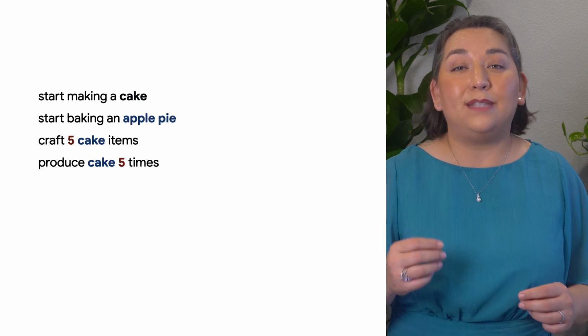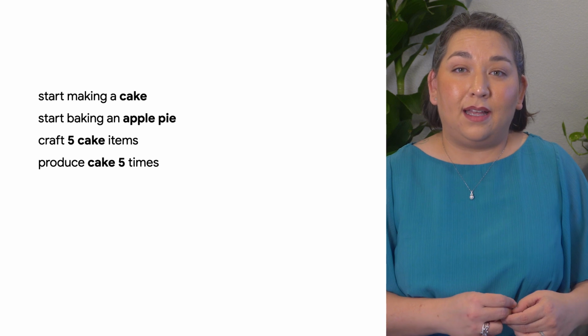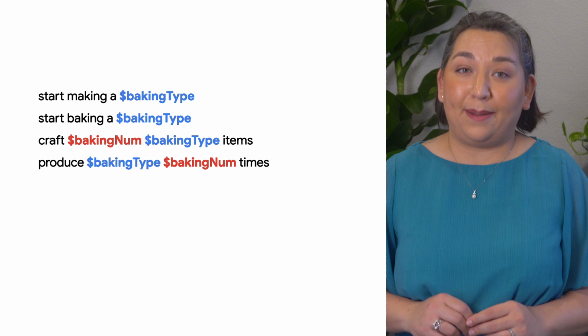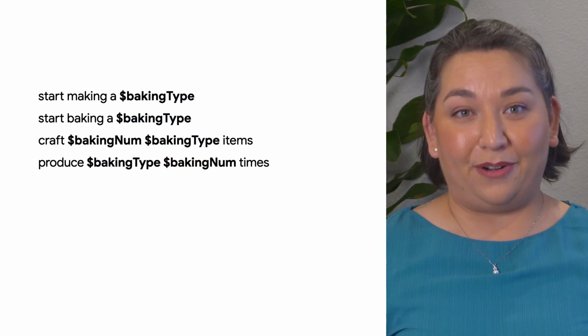You define your custom intent parameter types and you name them where you define your custom intent. But in your query patterns, you denote them with the $ sign and the parameter name. For this example, the cake and apple pie is my baking type parameter.